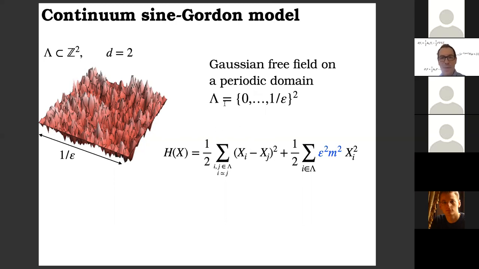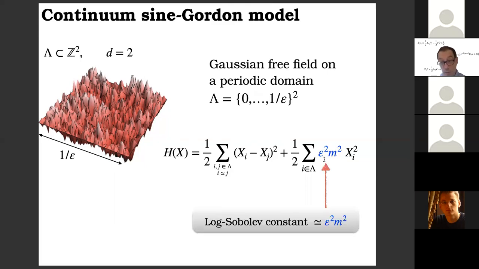So let's fix the idea. Now we consider a Gaussian measure on a periodic domain, and we add a small mass in order to fix the field. The length of the domain will be 1 over epsilon, and the correct normalization is epsilon square. In this case, if one looks at the Log-Sobolev inequality for this Gaussian field, it has a constant which is proportional to epsilon square m square.